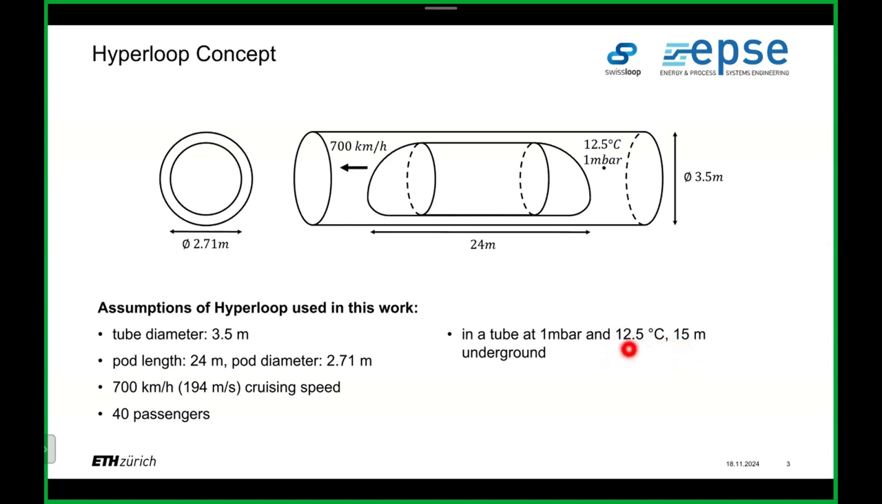I have to mention here that for the temperature, I made the assumption that the Hyperloop tube is 15 meters underground, where the temperature is constant at a value of 12.5 degrees Celsius. And I know probably that's not really realistic, that the tube is underground, but it was useful to have a value which is constant to make some calculations and then later to adjust this value.